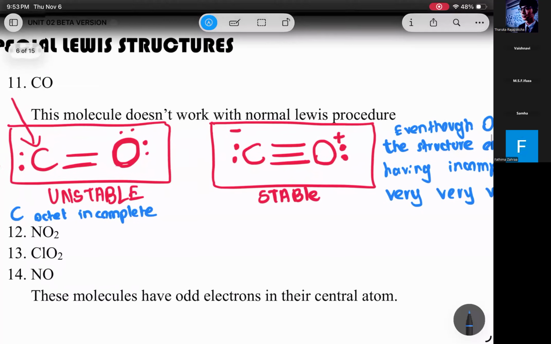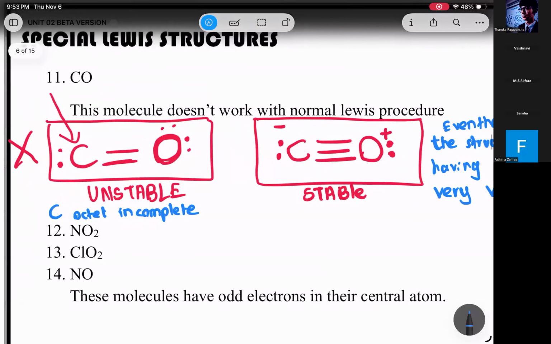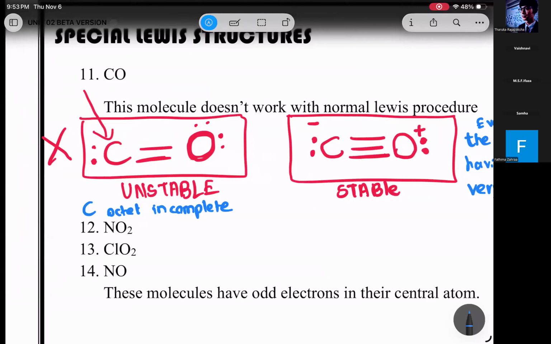Okay. Normally, if we draw the carbon monoxide structure with the normal Lewis procedure, you will get this structure. But this is wrong. Why is it wrong? Because it's unstable. Why is it unstable? Carbon's octet is incomplete. You can count and see: here 2 electrons, here 2, here 2. Only 6 electrons are there. It is incomplete. So carbon is like, oh my god, I have only 6 electrons. This doesn't work for me.